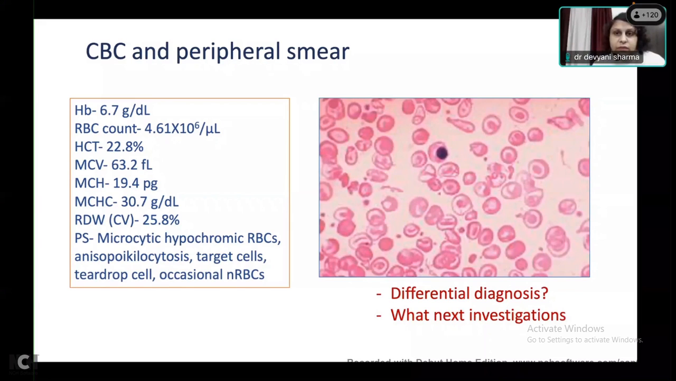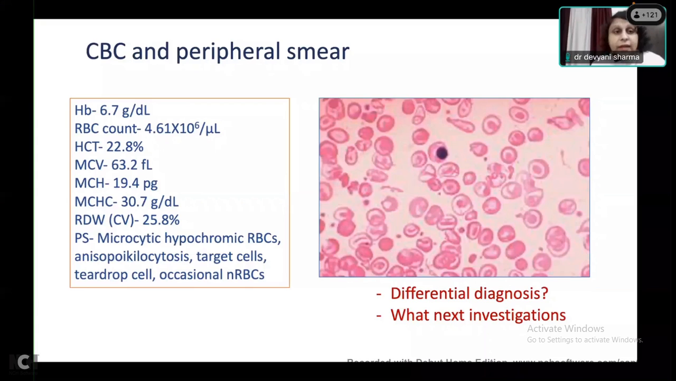Sir, HB is 6.7, that is, it is low. Then MCV and MCH are also low. RDW is increased. And on peripheral blood smear, marked anisopoikilocytosis is seen. Then many target cells are seen.